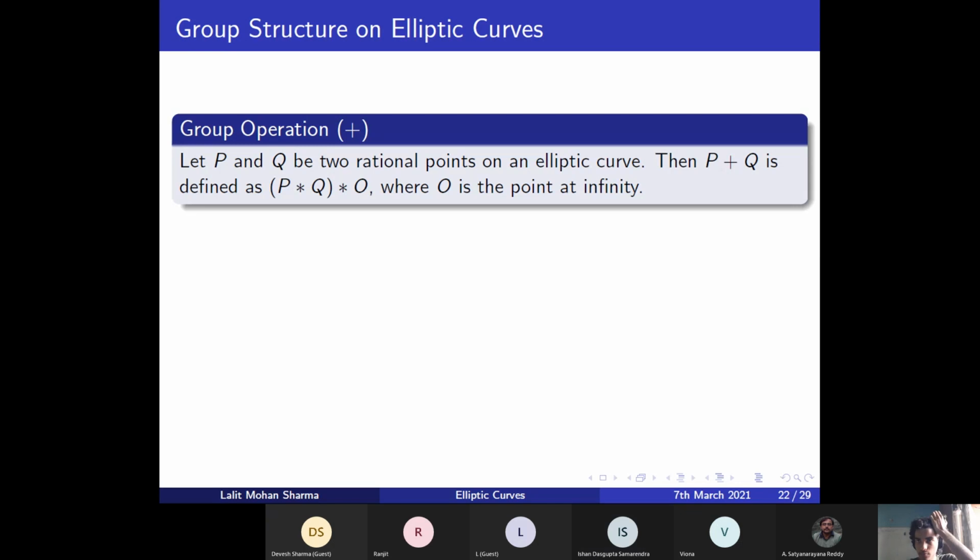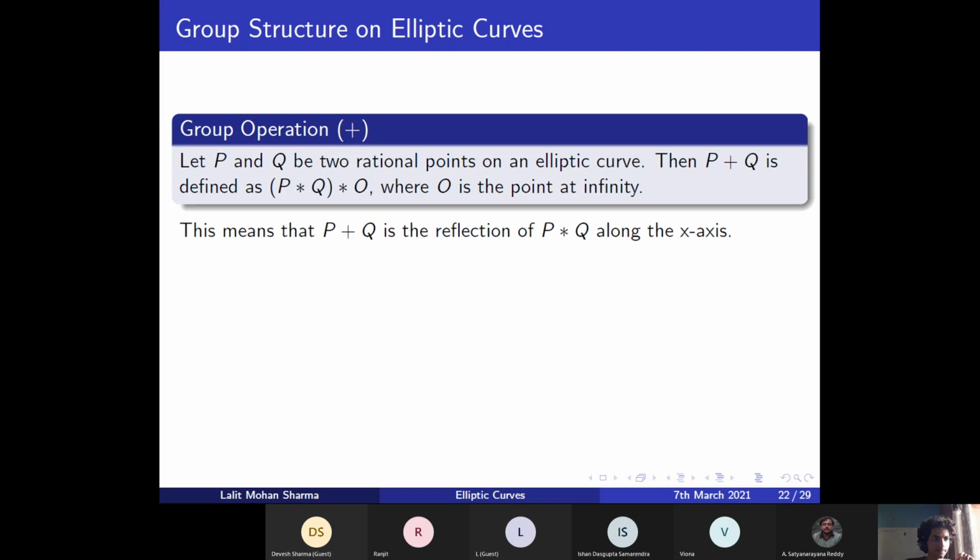Yes. So this O, when you're saying point at infinity, are you again talking in terms of the projective plane, that point, stereographic projections, that point? Yeah. Okay. But again, I would not be going into what it is; I'll just tell you how to find P plus Q.